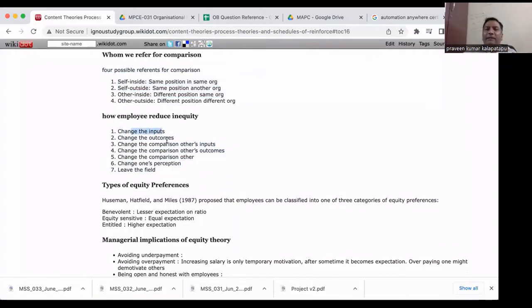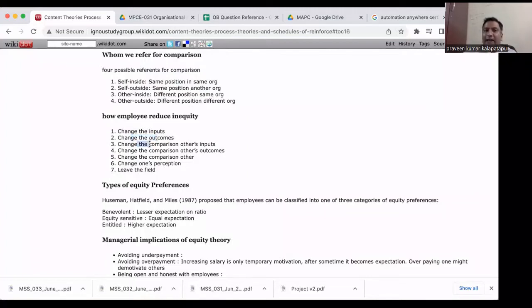What it means, I could change the inputs means, now I determined that my company is not really paying well, even after putting in so much effort. So what I will do, I will reduce the effort that I put. Instead of putting 12 hours, I start putting 8 hours because I think that the company is not rewarding for those 12 hours. Or else I can change the outcome. I will continue to put 12 hours, but I will search for a job which can give 1 lakh salary for me, not 50,000. Right?